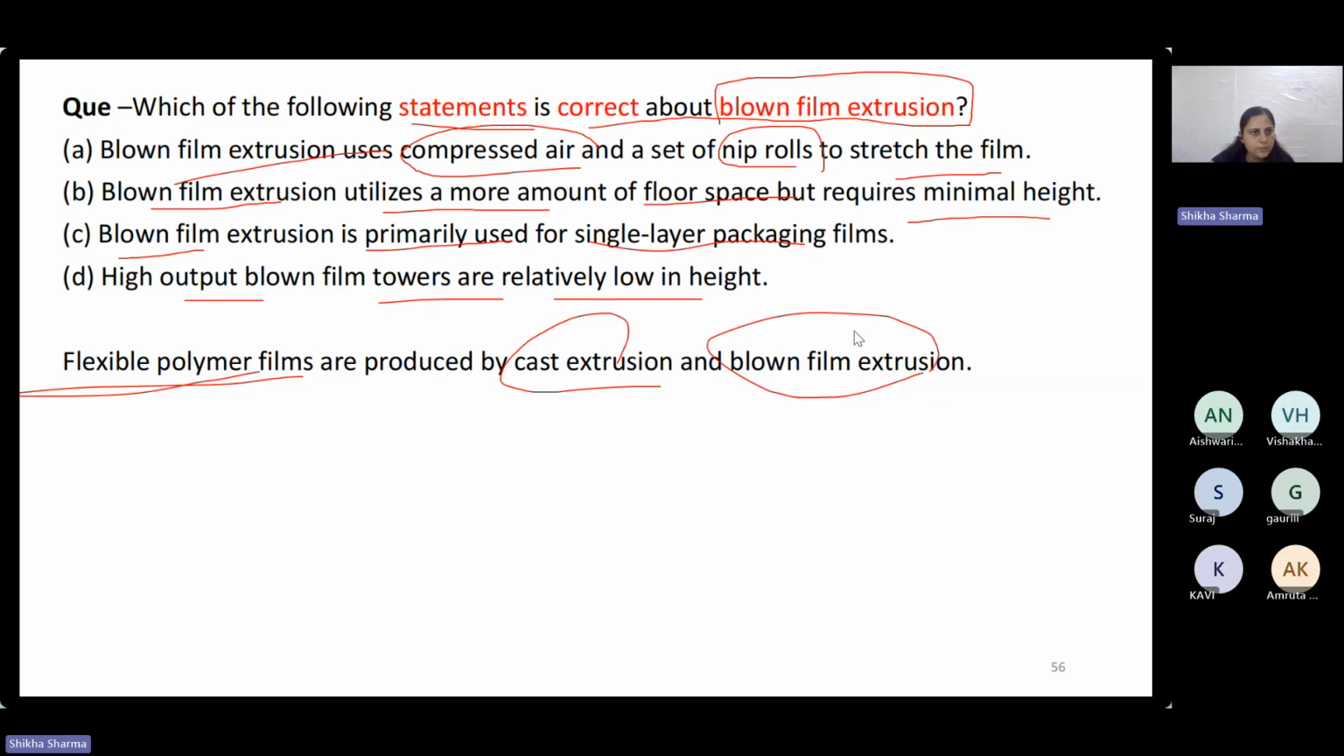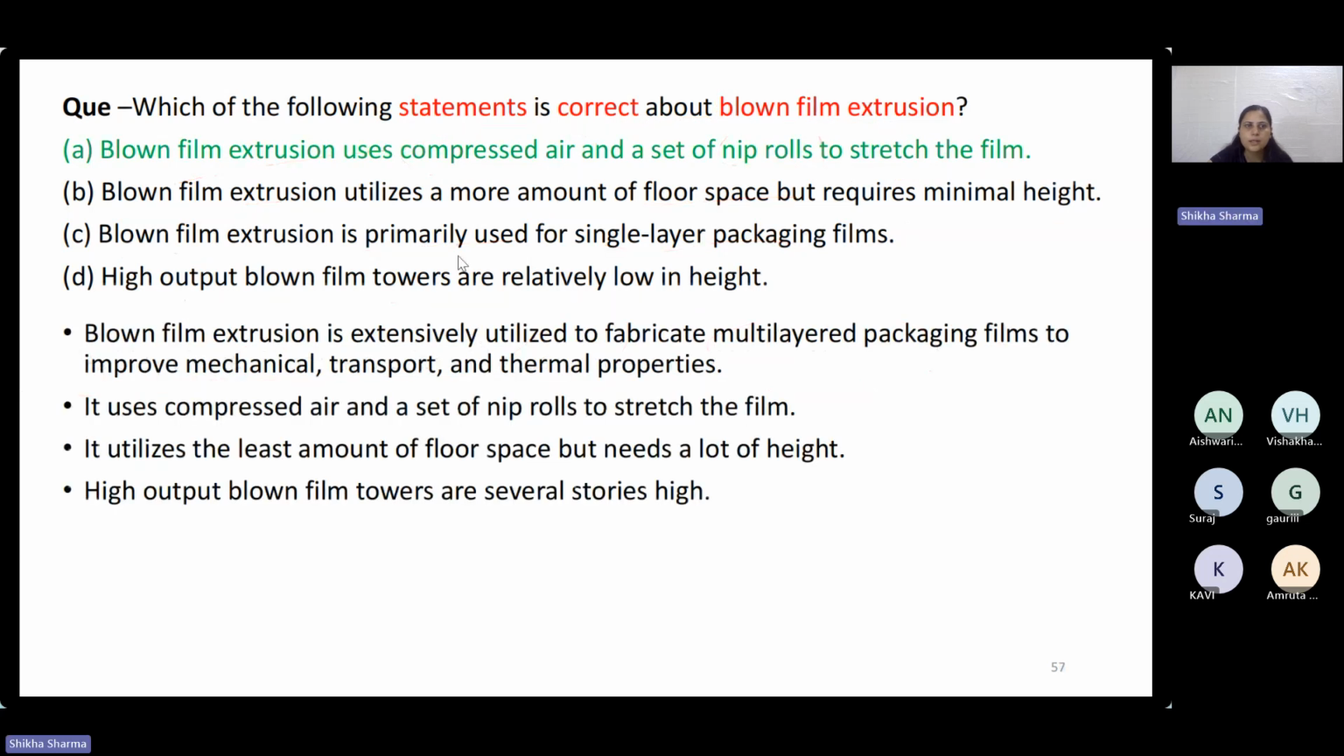Ravi, option B. B. Oh. A. Okay, A option. Let's see. A is the correct answer.